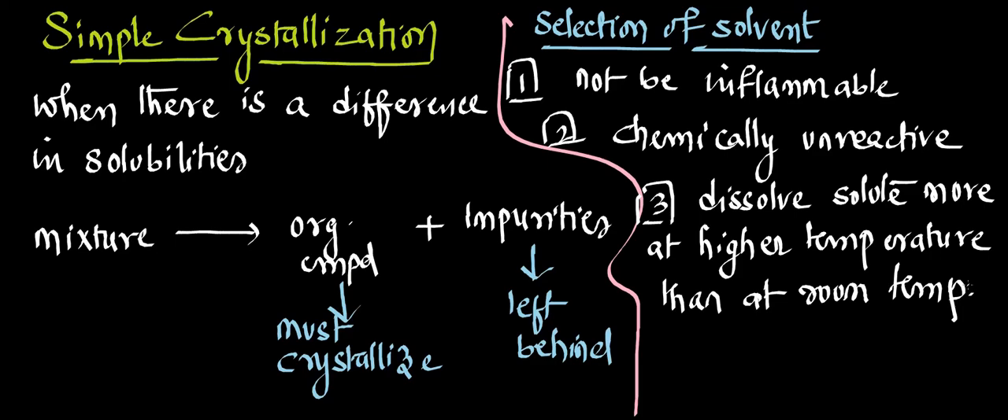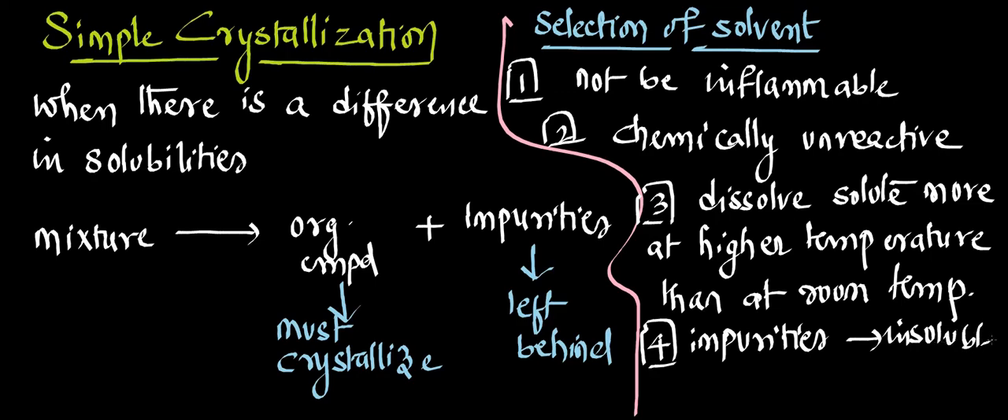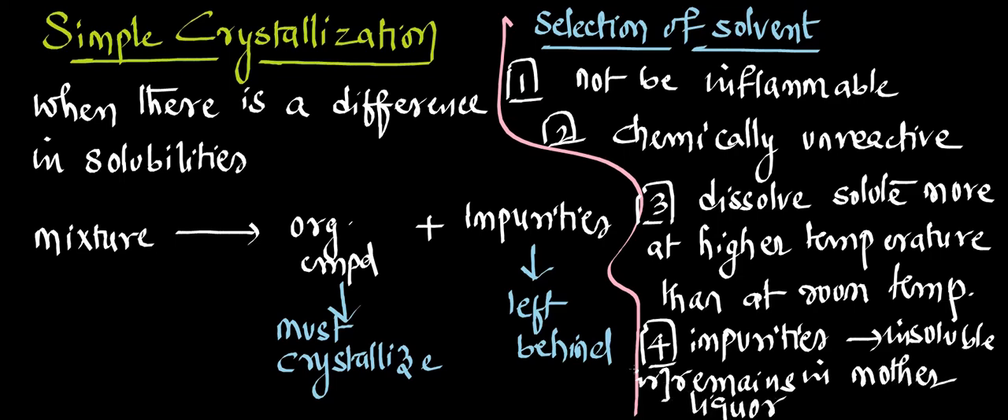And how must the impurities be? Impurities must be insoluble, and if they are soluble, they must remain in the same solvent but they should not crystallize. When we talk of impurities, they must be insoluble in the solvent, or if they are soluble, there must be a difference in solubilities. The solubility of the impurity must be such that it remains in the solution, in the mother liquor, but should not crystallize. So these are the conditions for selection of a solvent.